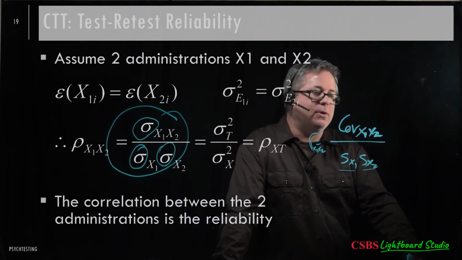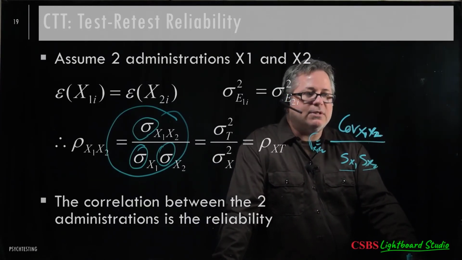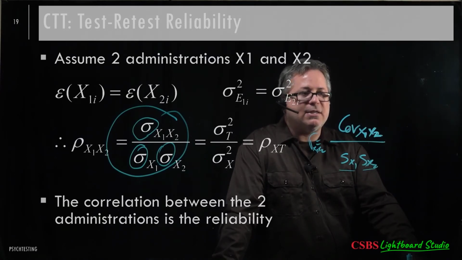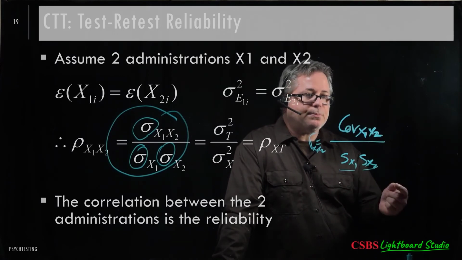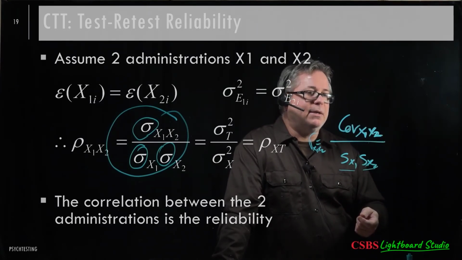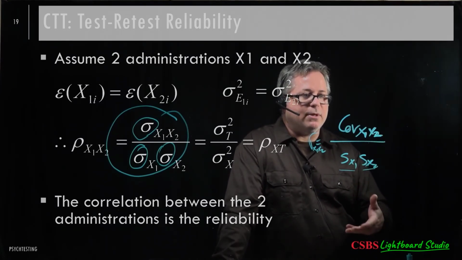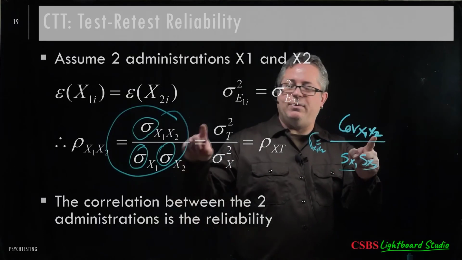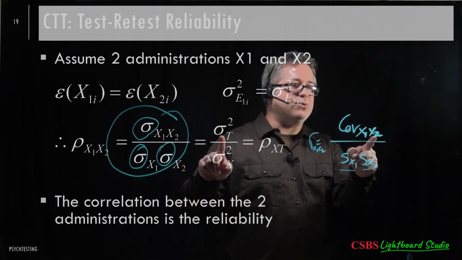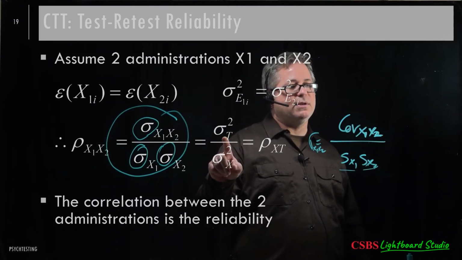This is true if it was math ability. If I give you a stats test today and come back and give you a stats test next week, the degree to which your responses are similar should be driven by your actual math ability. All right, so the reason why we have any covariation between x1 and x2 is because it's being driven by the true score. So this covariance between x1 and x2 really is just the variance of the true score.